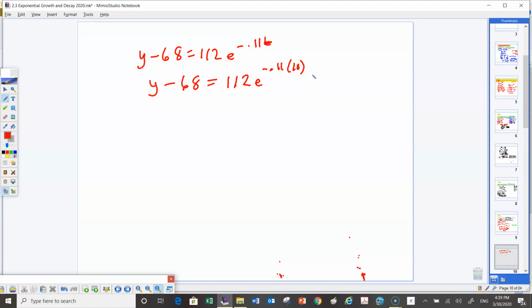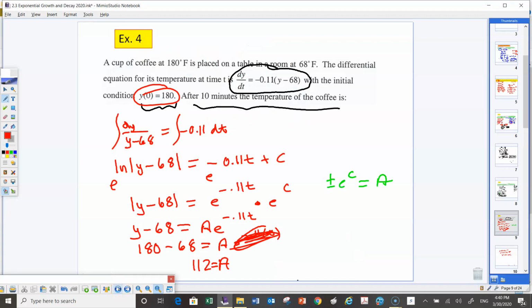And if I evaluate the right-hand side, I'm going to get e raised to the negative 1.1 when I multiply these two exponents together. And that gives me an answer of 0.3328. Times that by 112, and I get 37. And then I add 68 to that, and my final answer is 105.281 degrees Celsius. So that would be my answer to this problem.